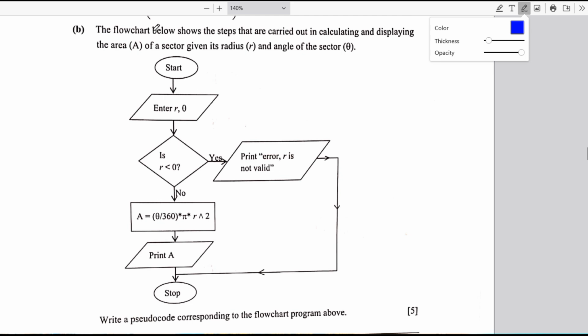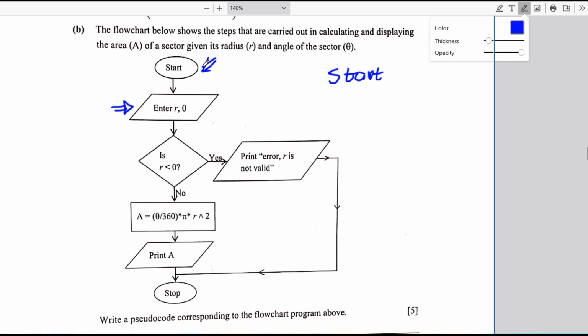So question B, the flowchart below shows the steps that are carried out in calculating and displaying the area of a sector given its radius r and angle of the sector theta. So the question is, write a pseudocode corresponding to the flowchart program above. So it's very simple. You start with the word start. So you write start. So we are changing a flowchart into a pseudocode. Then here we have enter R.